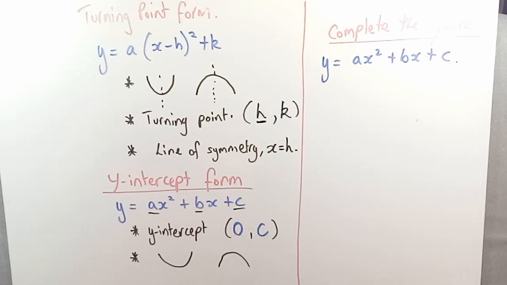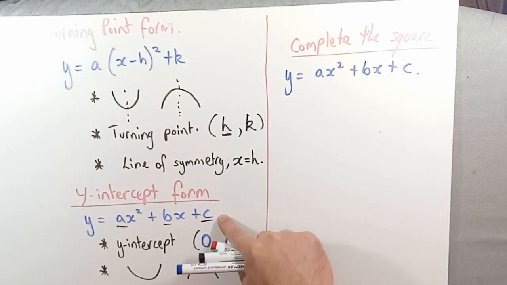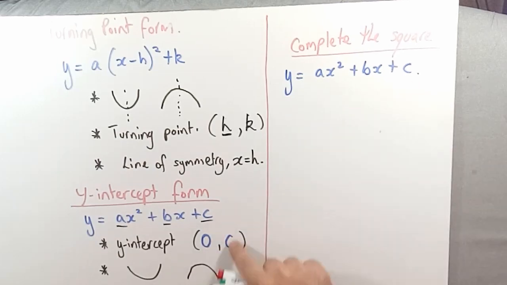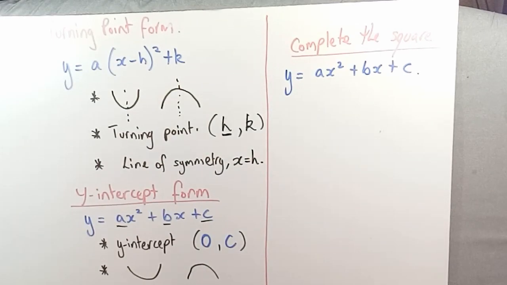So how do we get from one form to the other? So if we're in this form and we think, well, we don't get to know much in this form, we only get to know really the y-intercept, can we turn it into turning point form? The answer is yes, we can complete the square. So let's complete the square on this one here.